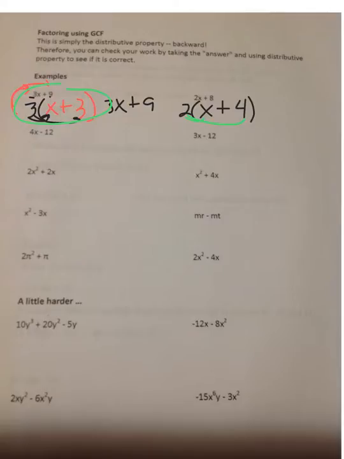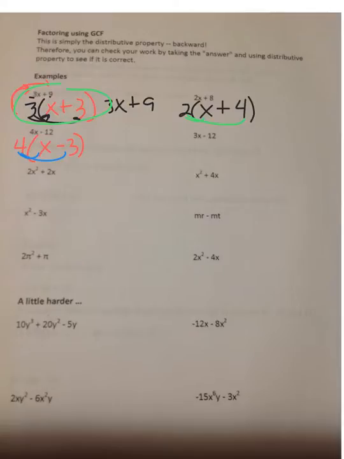4x minus 12. Greatest common factor is 4. 4 times x will get you to 4x. 4 times negative 3 will get you to negative 12. Be careful here. Let's double check it. 4 times x is 4x. 4 times negative 3 is negative 12.